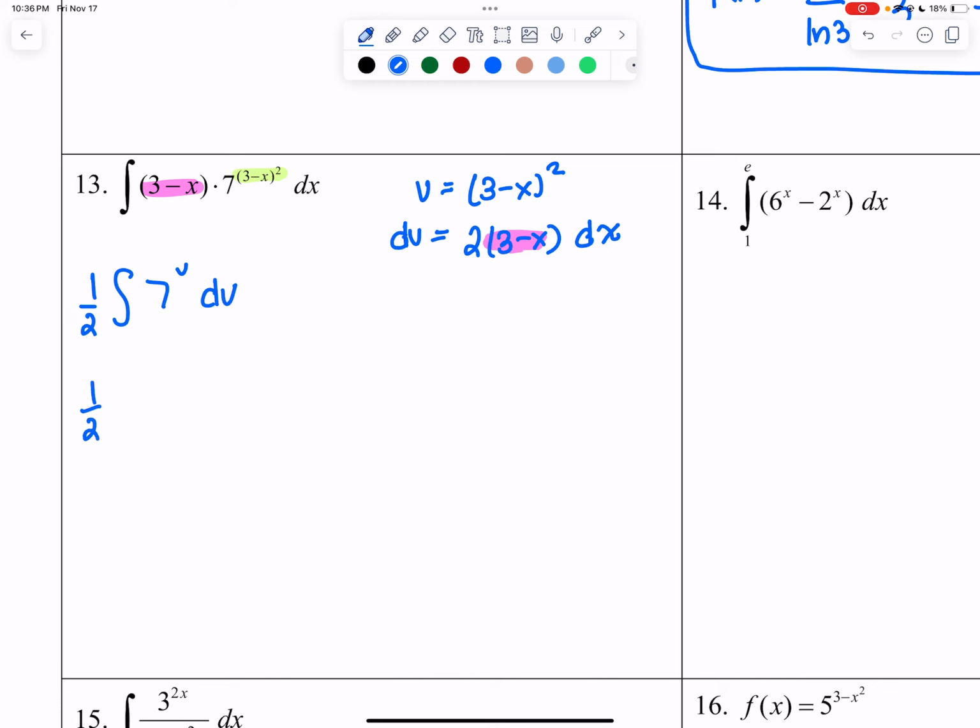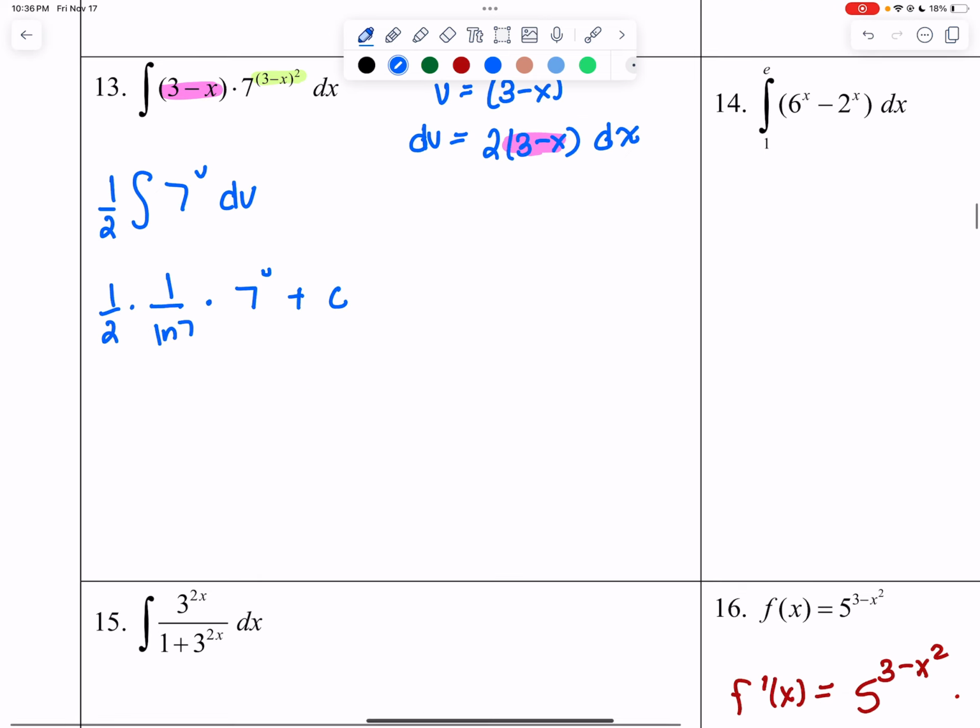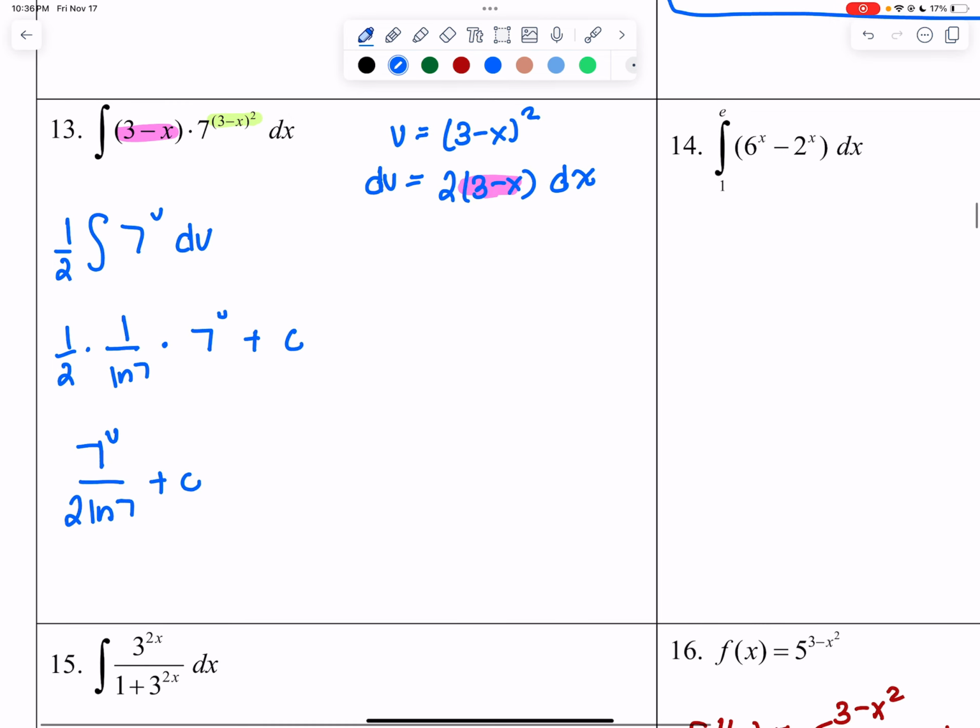We are going to take the antiderivative of 7 to the u power. So that's just going to be 1 over ln of 7 times 7 to the u plus c. I'm going to get 1 over 2 ln of 7, 7 to the u plus c. We know that u is 3 minus x to the second power. So using that substitution again, I have 7 to the (3 minus x) to the second power over 2 ln of 7 plus c.